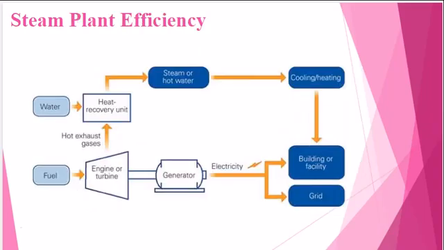Steam plant efficiency. Steam plant efficiency measures how well a system converts fuel into steam energy. Higher efficiency means lower fuel consumption and reduced emissions. Factors like boiler design, operation, and maintenance impact this efficiency. Improving steam plant efficiency is essential to cut costs and reduce environmental impact, especially in energy-intensive industries.